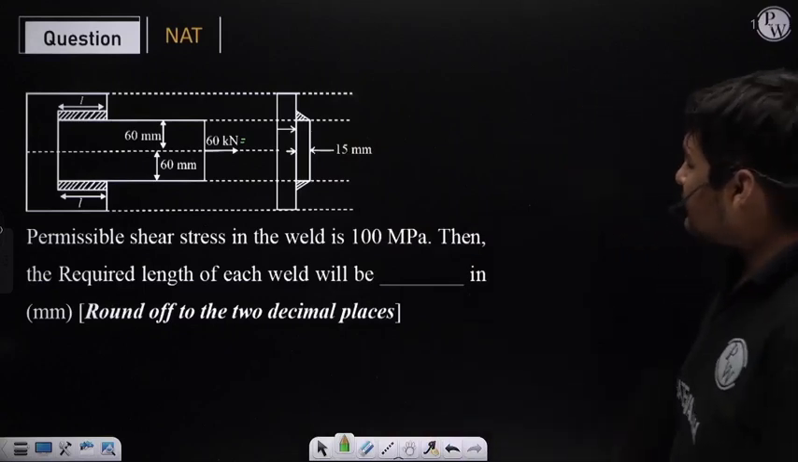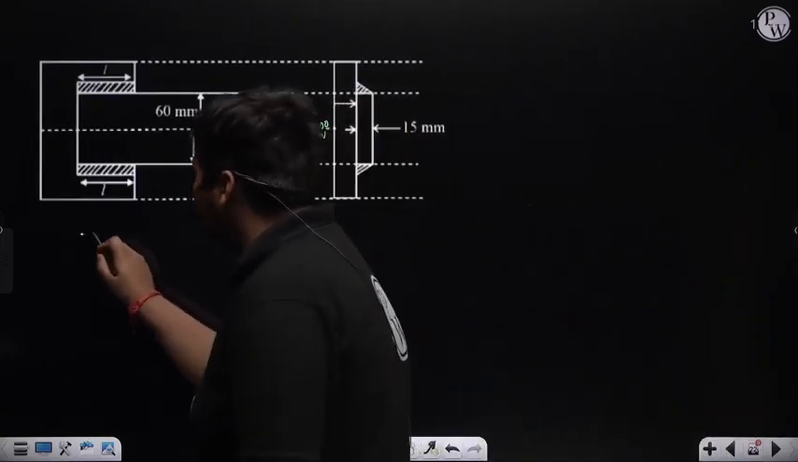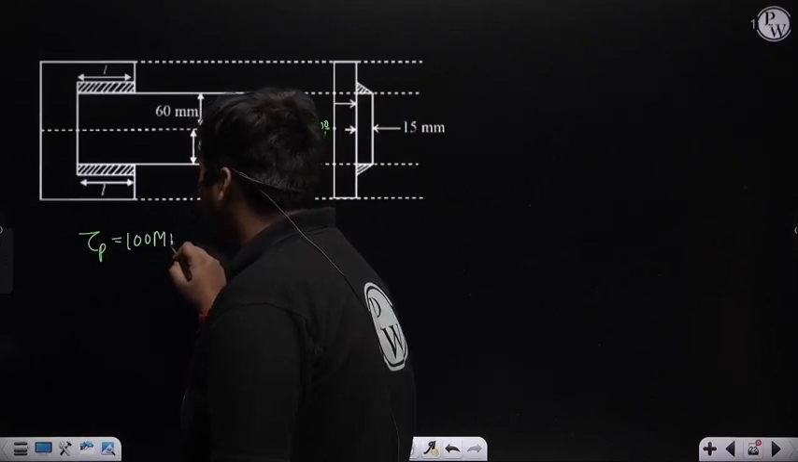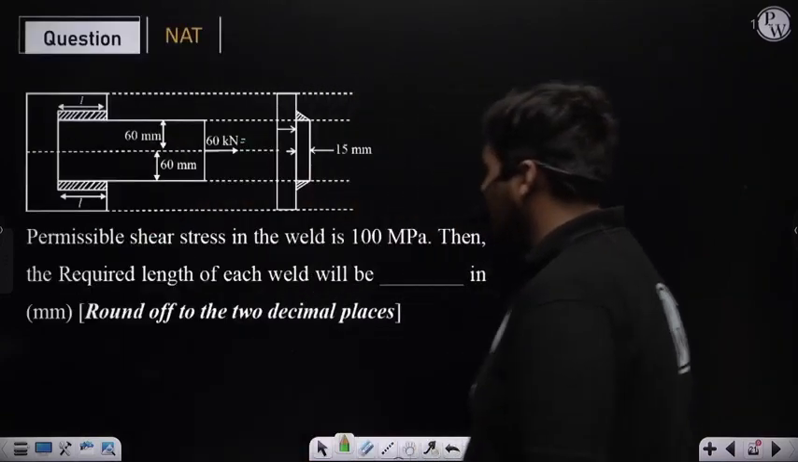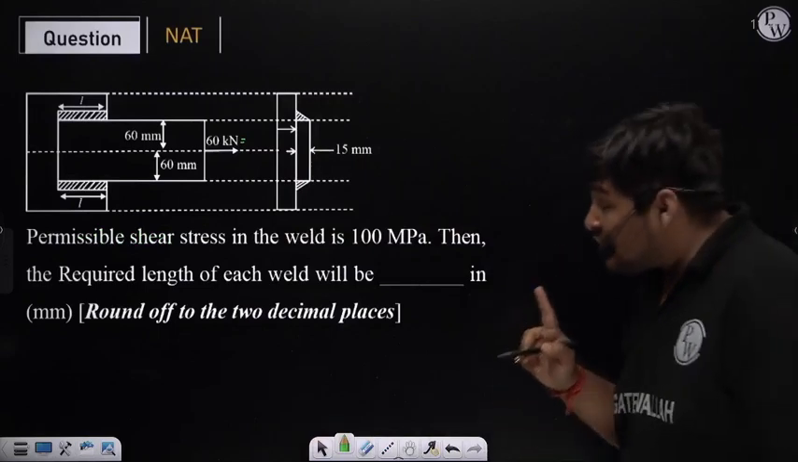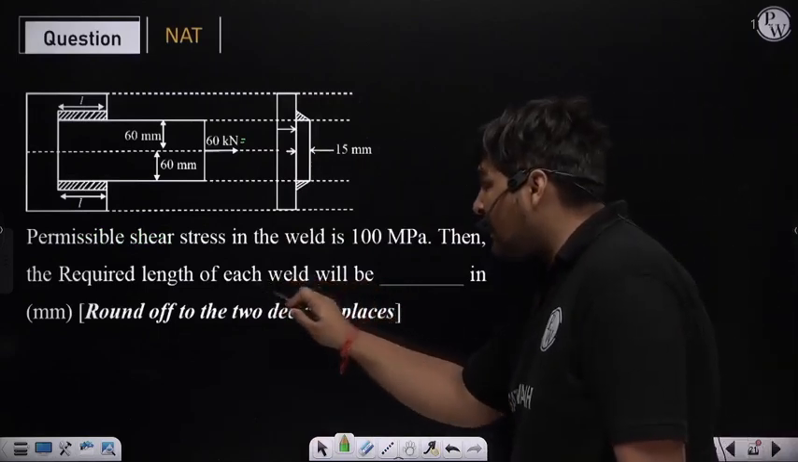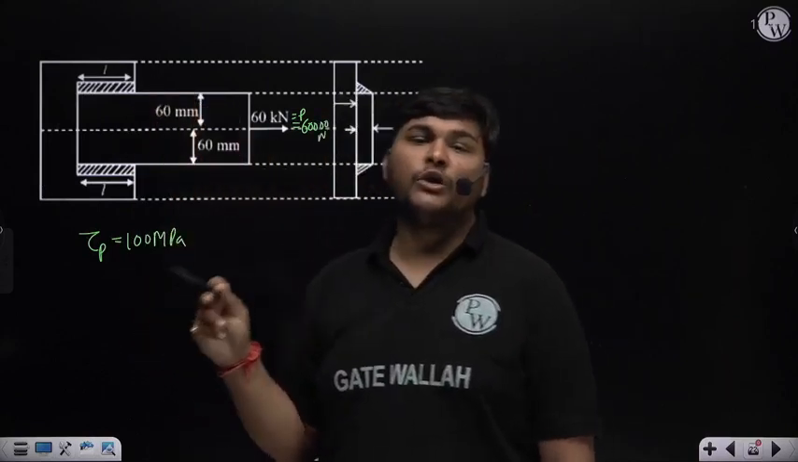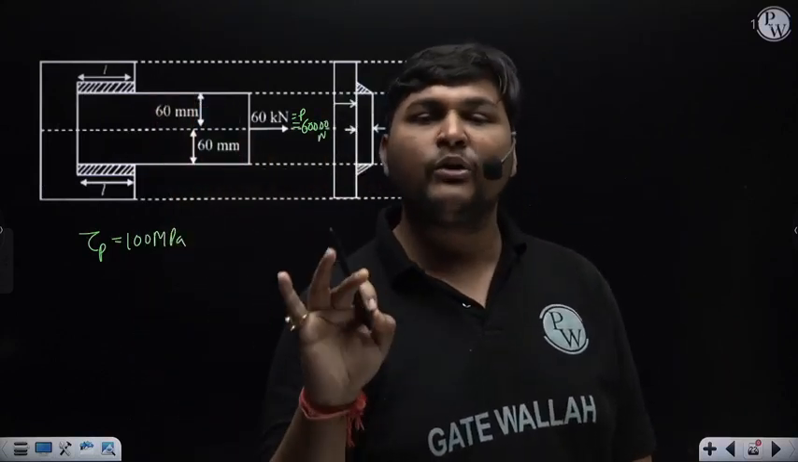Permissible shear stress of the weld is 100 megapascal. Suppose I am denoting permissible shear stress as tau P, it is 100 megapascal. Now we have to calculate required length of each weld. See the question carefully. Here length of top weld and bottom weld both are L. So required length of each weld means we have to calculate L.